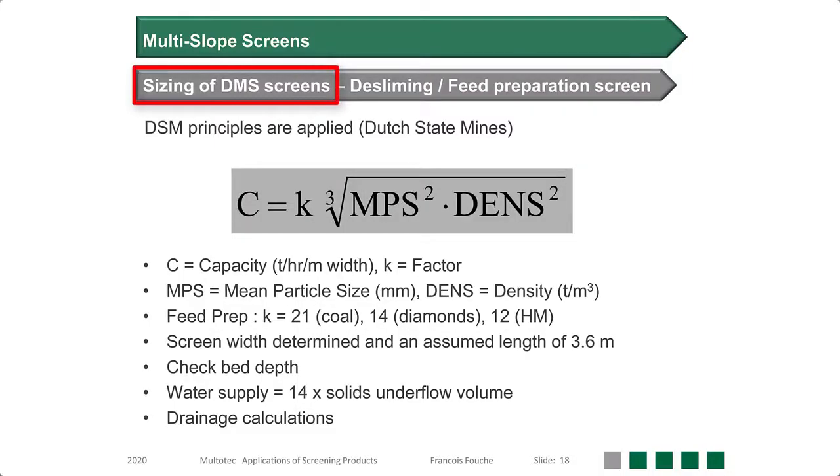As I've mentioned before, DSM is not directly specifying a maximum bed depth when we size DMS screens. However, as the capacity factor C states the capacity per meter width of screen, we can back calculate the discharge bed depth by assuming a low G-force 6-pole travel speed, which was the standard at the time. Once again, the capacity can be increased by using the modern multi-slope screen while maintaining this calculated discharge bed.